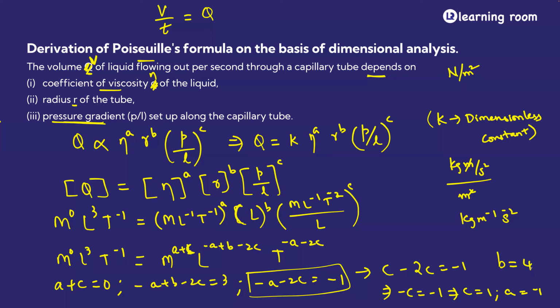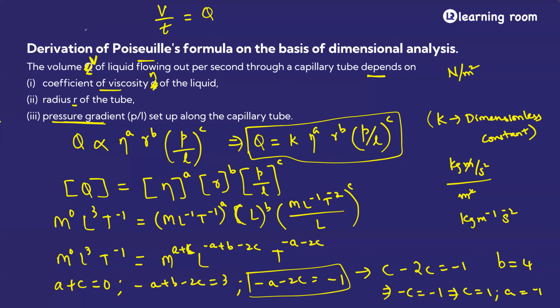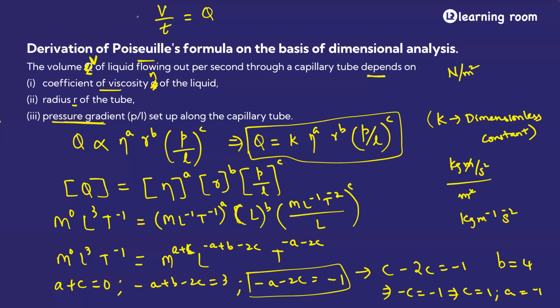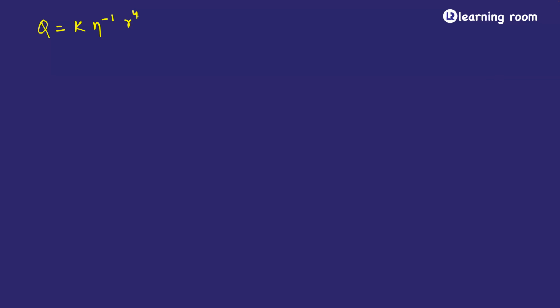So I need to take this expression, right? So I need to substitute the values back in this expression. Shall I do that? Tell me, what are we going to get? Q equal to K into eta power minus 1 R power 4 into P by L to the power 1. If you write it properly, you are going to get K P R power 4 by eta L.